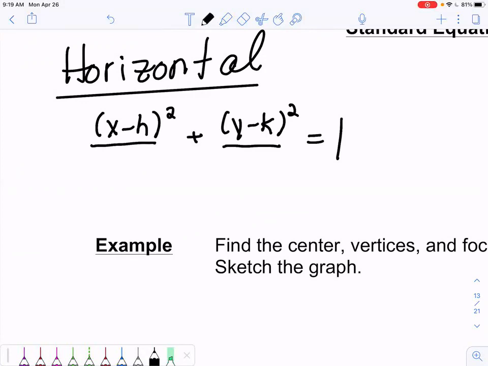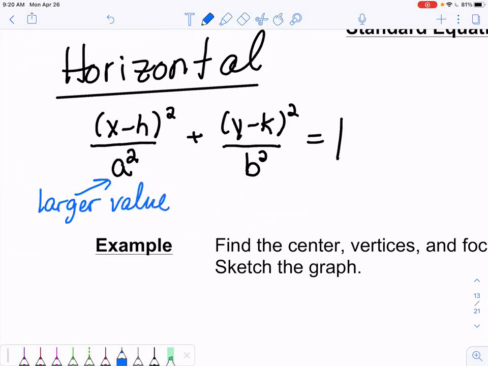In the denominator, this is different than a circle. There is an a squared or a b squared. The a is the larger value. The location of the larger value gives you the direction of the graph. So if the larger value is with x, that's when it's horizontal. You're going to have to look at your denominator. Wherever the bigger number is, that's your a. So a is bigger, and whatever's in the numerator tells you the direction that it goes.